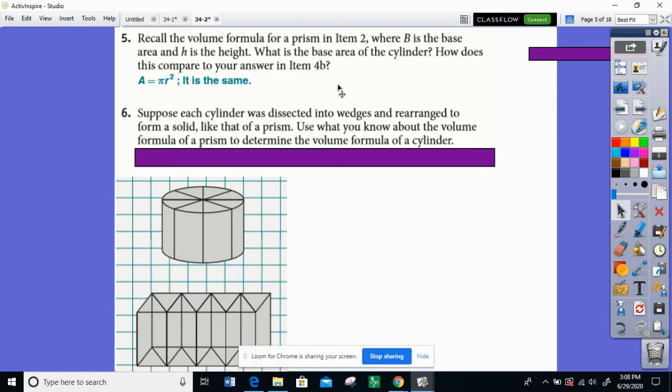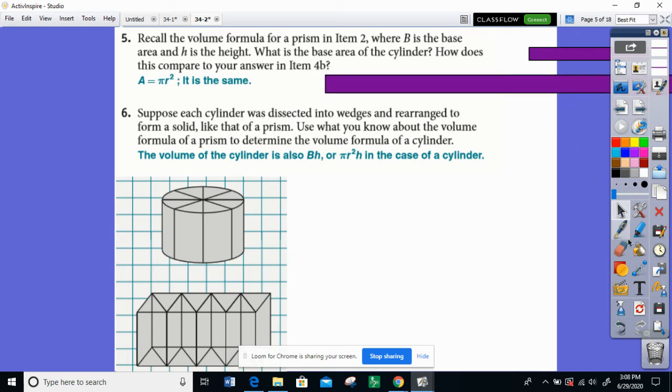So if each cylinder was dissected into wedges and rearranged to form a solid like that of a prism, well, we know that for the volume of a prism, we do the area of the base times the height. So that means that the volume formula for a cylinder is going to be capital B times h. And since the capital B is the area of a circle, the area of a circle is pi r squared. That gives us the volume formula. The volume equals pi r squared times the height.